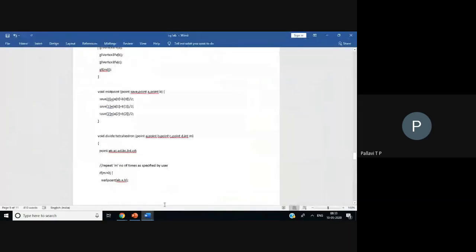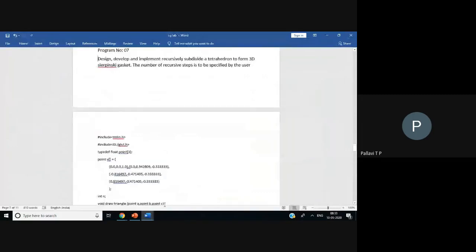So this is for the program of Sierpinski gasket. Here we just mention the predefined libraries, that is #include stdio.h and glut.h. Just now I explained typedef float means we have three axes, that is why we have mentioned it as three here.